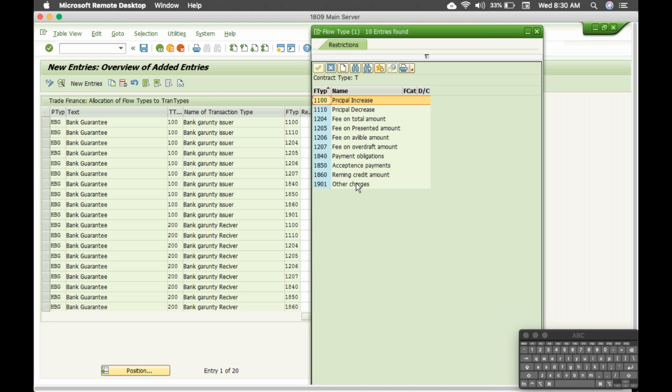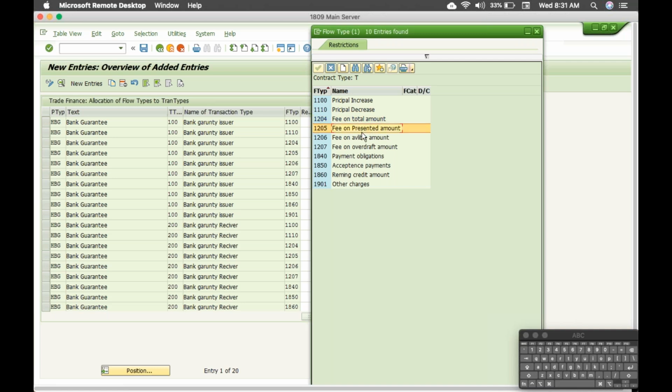But what we mean by principal increase: when we issue or receive a bank guarantee, you are posting the transaction. Whatever transaction you are posting will be updated as principal increase. That means buying. Principal decrease means selling. Fees on total amount means whatever fees we are paying to the banker, because he is the receiver.